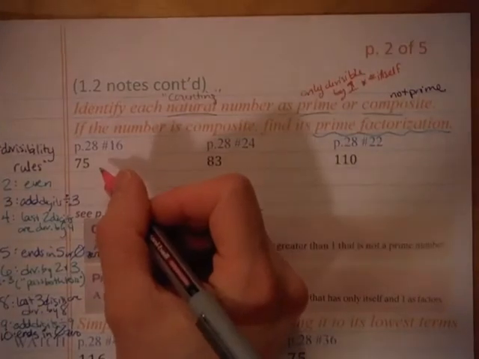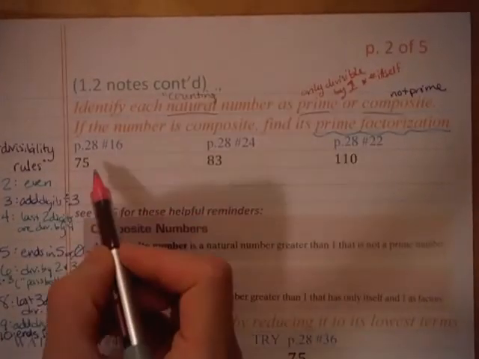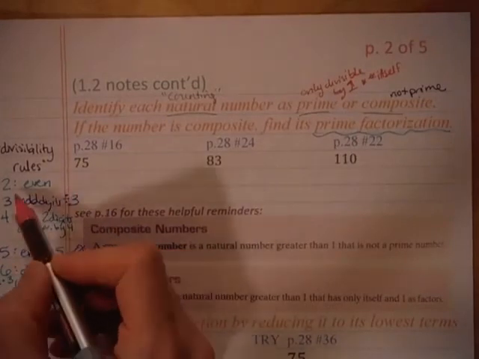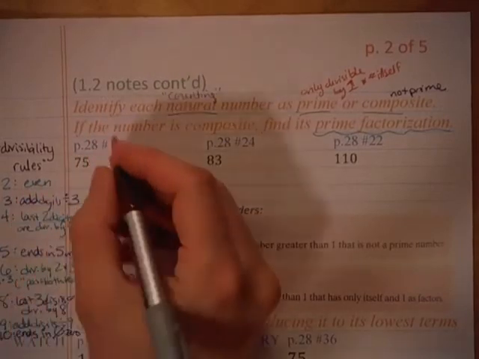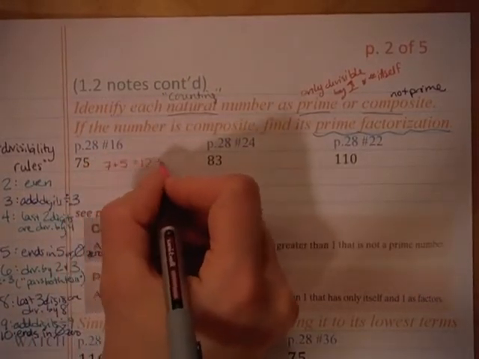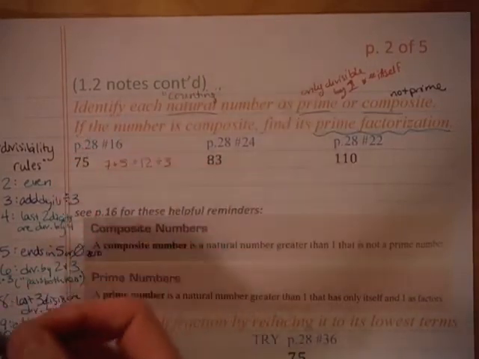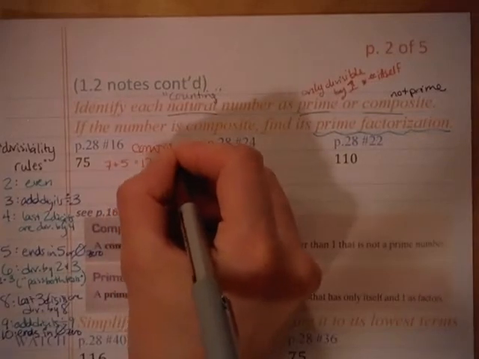So we're checking to see if this number is prime or composite. So we just need to see if anything is divisible. We know it's not divisible by 2, it's not an even number. But let's check for 3. 7 plus 5, the 2 digits, equals 12, and 12 is divisible by 3, so this one is a composite because it's divisible by something.